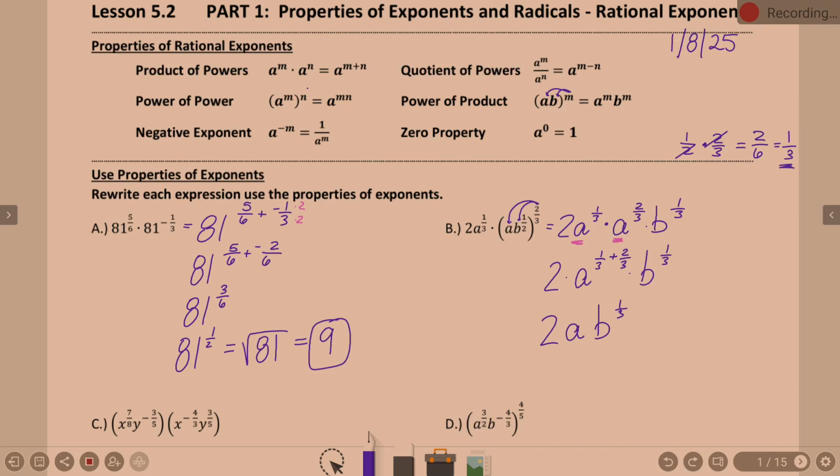Now, can we do anything with that? No. This 1/3 means what kind of root? Cube root, okay? Can I do the cube root of b? No. So in my notes, I said don't leave it as 81 to the 1/2 because we can do the square root of 81. So definitely keep going. This one, you could leave it, or you could say this is 2a times the cube root of b. I have both of these circled in my notes.